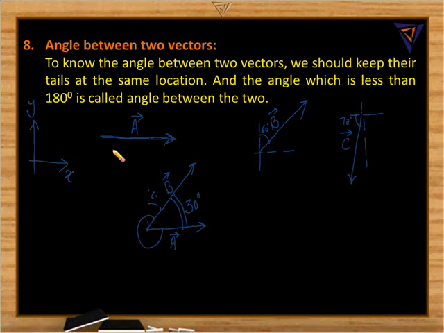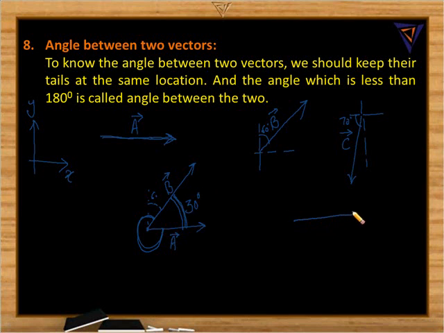So in this example, if you are asked what is the angle between A and B, then you have to place the tails of both the vectors at the same location, and then there are two gaps for the angles. One gap is less than 180 degrees and another gap is greater than 180 degrees. So we use the gap which is less than 180. Let's see in the case of vectors A and C.